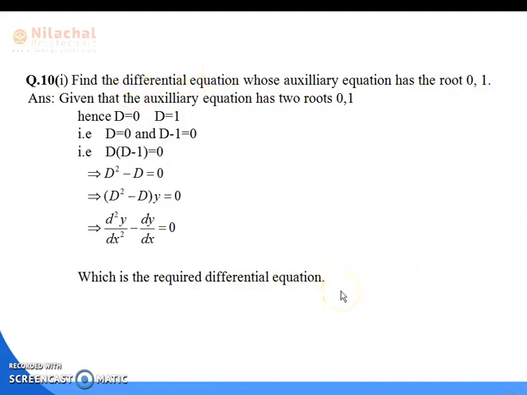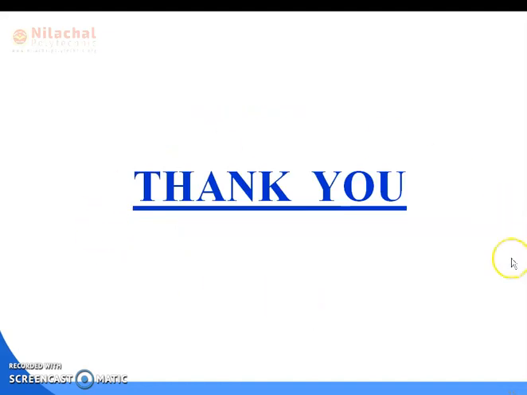Complete? Okay, so part 1 of linear differential equation has been completed, which contains only how to find the CF. Clear? Okay, so thank you.